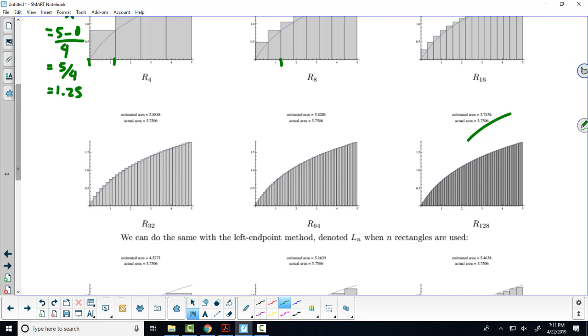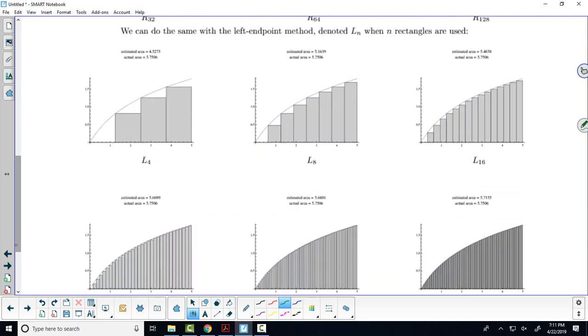If you want to get more accurate, what do you do? Just add more rectangles, right? Okay. Then we could do the exact same thing with the left endpoint. How many rectangles do you see? I see 4. This is kind of a trick question, right? This rectangle right here has a width of 1.25, a base of 1.25, and a height of what? 0.